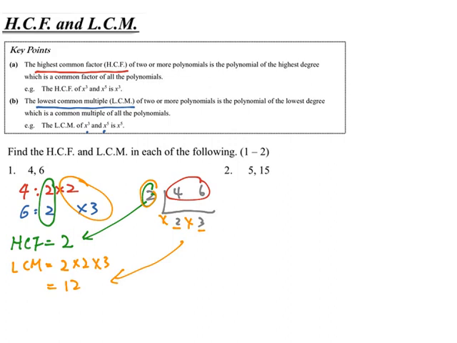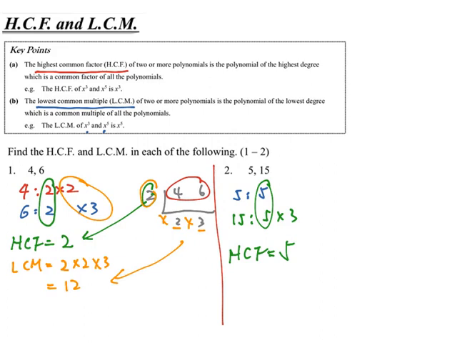Okay, let's see one more example. Example 2. This time 5, actually no factor. And then 15, it is 5 times 3. So the HCF is 5. And for LCM, it is 5 times the remaining 3, it is 15.